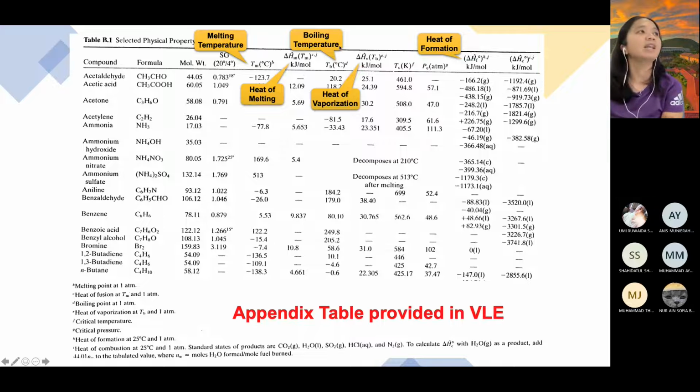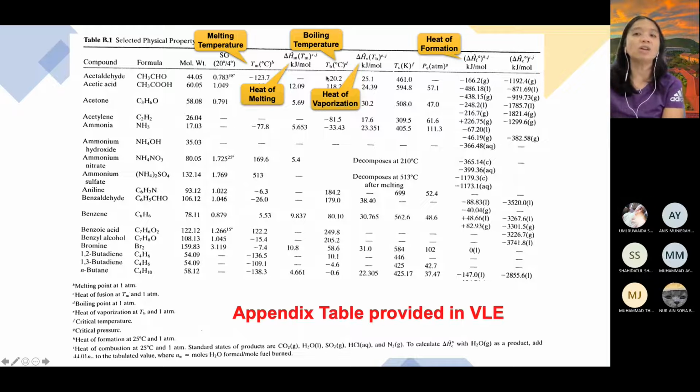Okay, so next one, dah tahu melting, kamu tahu kan melting is from solid to liquid? Kalau liquid kepada vapor, ataupun liquid kepada gas, kita panggil dia akan berlaku pada boiling temperature. Solid to liquid is melting. Liquid to vapor, it will occur at boiling temperature. So TB is to signify boiling temperature, also in Celsius.